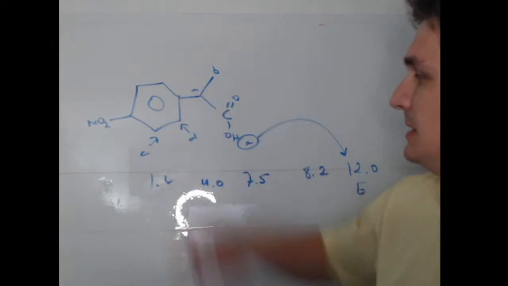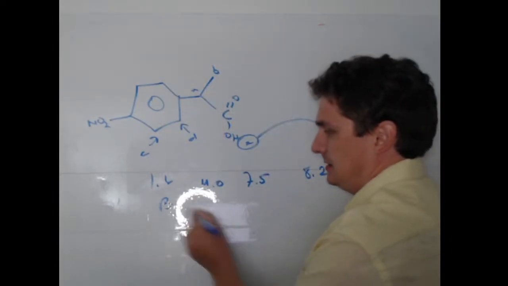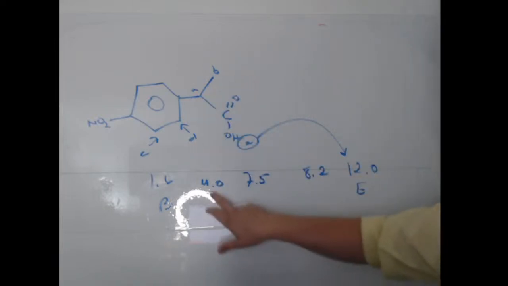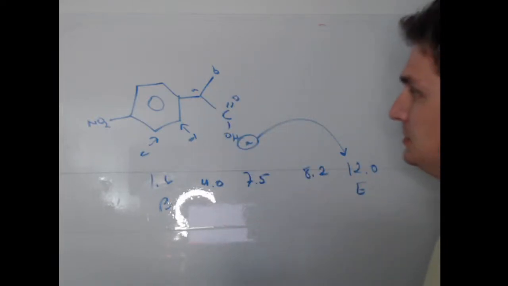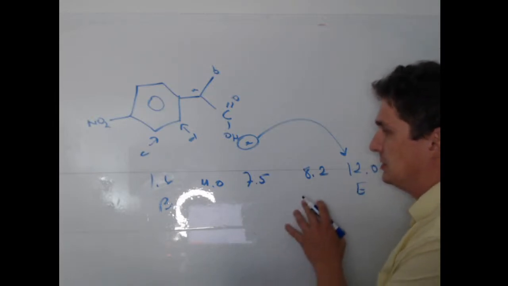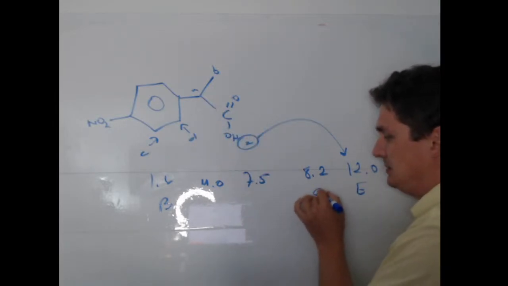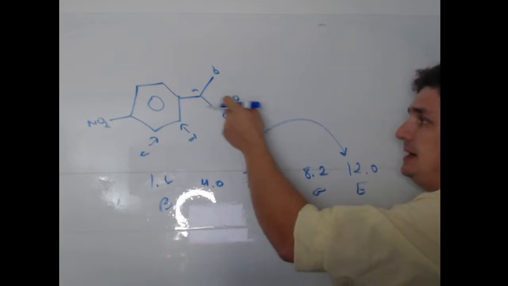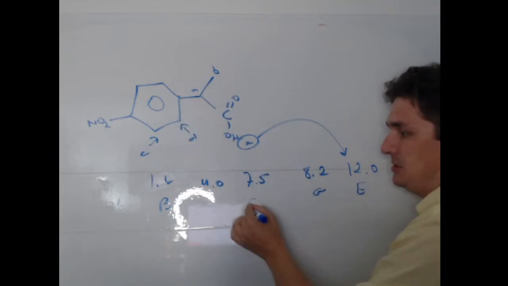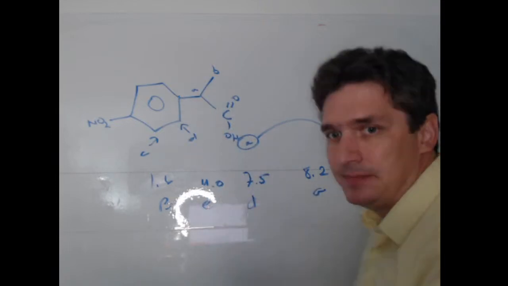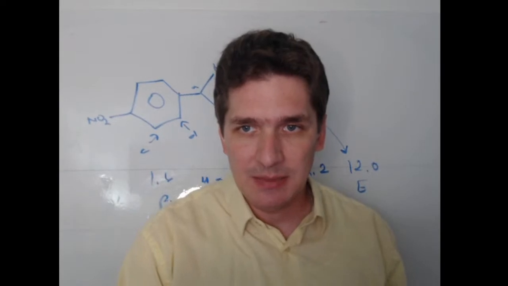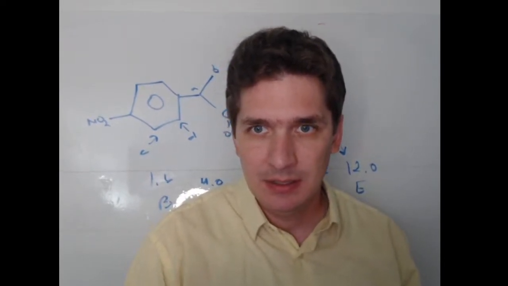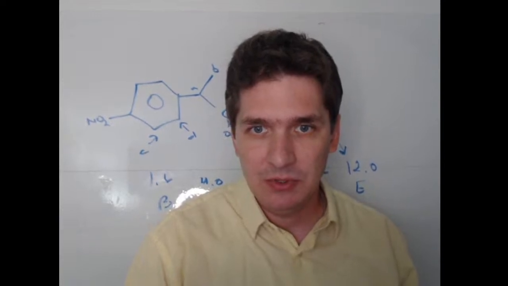B is going to be your most shielded. It's got the 3 hydrogens on the methyl group. So now you're left to organize the 4, 7.5, and 8.2. You're going to expect the A here to be the most deshielded because it's closest to the most deshielded hydrogen. And as we work our way out, we should expect D and E. So if I start making these assignments here, let's see if I'm right. B is the most shielded.